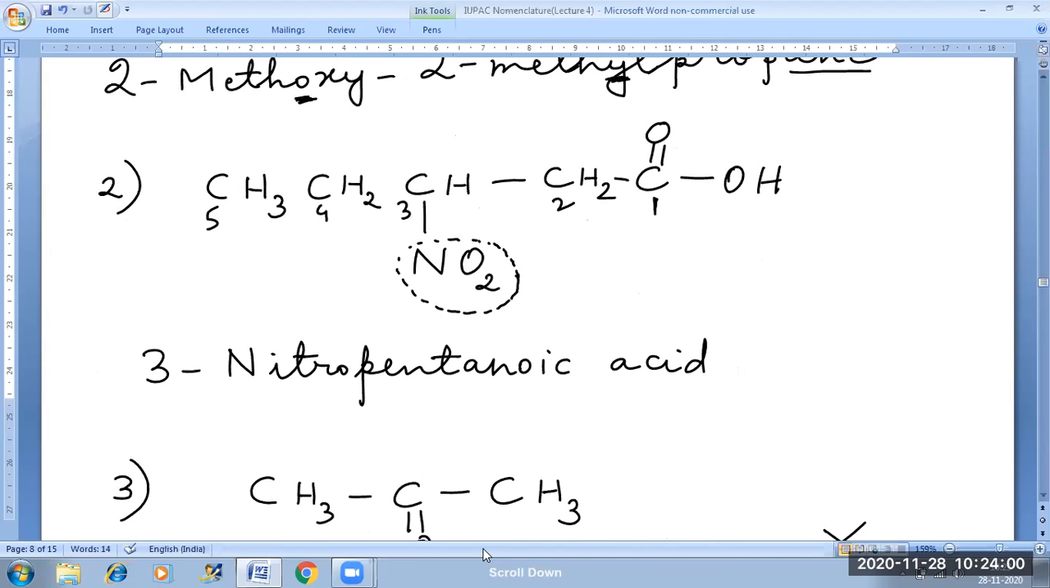So 3-nitropentanoic acid. There is no space between nitro and pentanoic. There is no space. But here there is space. After pentanoic, there is a space and then we write acid. Okay. So second one is done. 3-nitropentanoic acid.